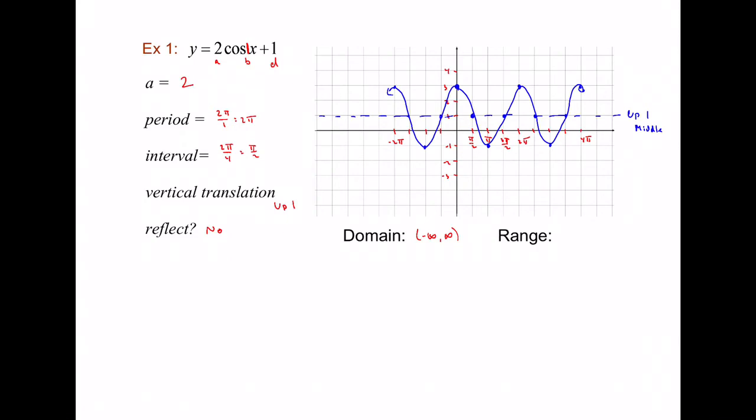The range is from your max to your min, which would have been from 3 to negative 1. So your range, start with the smallest number, negative 1 to 3. So all values in between there, including those. So there you go. Like I said, very similar to the sine function, just really starting at a different location.